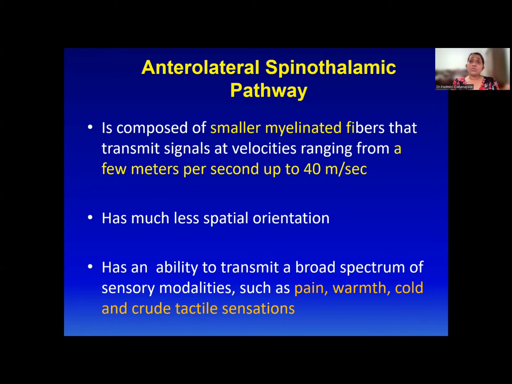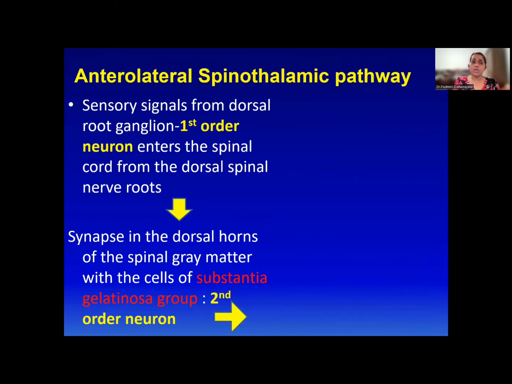But it has the ability to transmit signals from a broad spectrum of sensory modalities: pain, warmth, cold, that is collectively temperature, and crude tactile sensation. Crude tactile means there is not much discrimination, not like the fine touch. This crude touch is just touch. We can't correctly say where the touch is, what the position is. That is the meaning of crude. No discrimination actually, okay? So now let's start the journey of the anterolateral spinothalamic pathway as well.